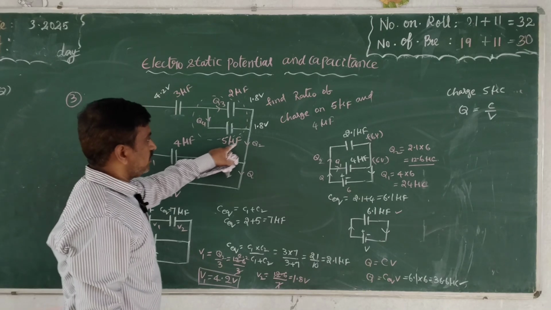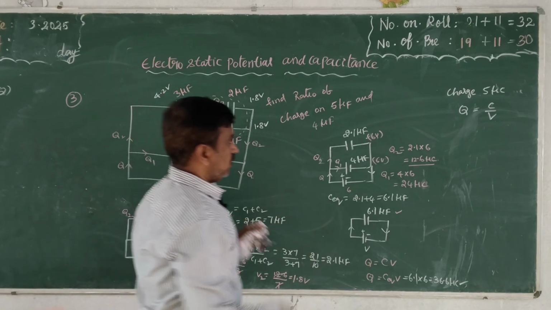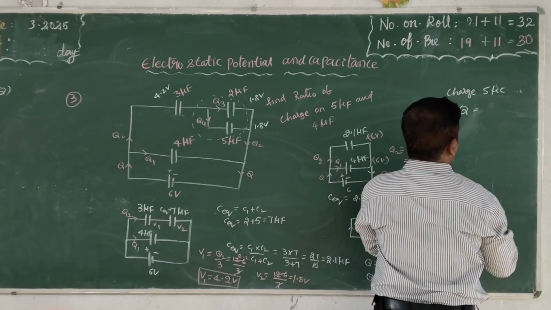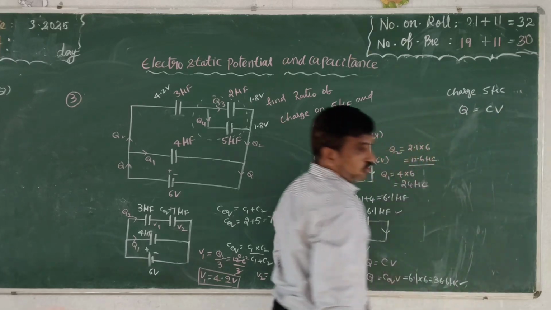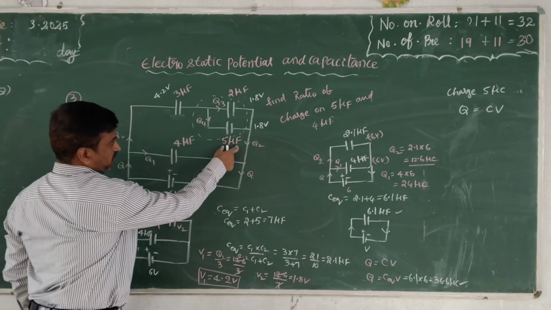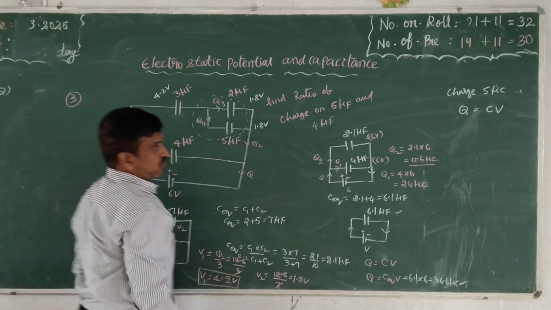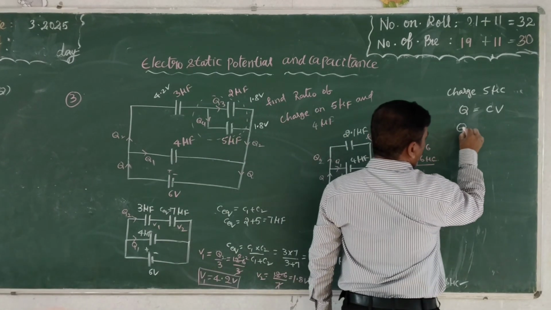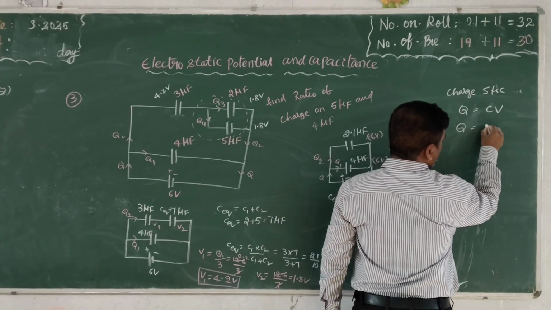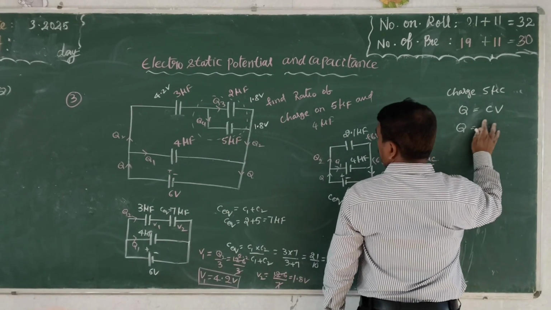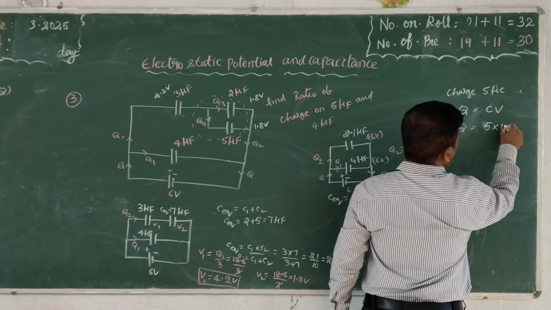Potential is, sorry, Q equal to CV, not C by V, CV. Charge equal to CV. What is capacitance here? 5. Potential is 1.8. See here, Q equal to capacitance 5, potential 1.8.